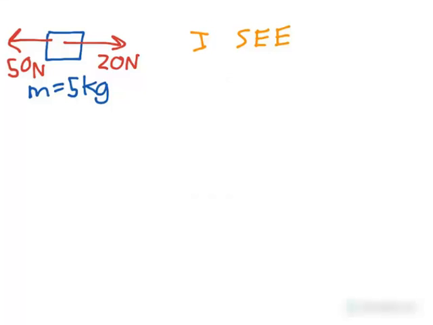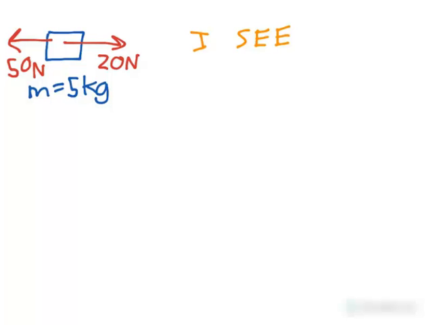In this example, we have an object that is being pulled by two different forces in two different directions that are opposite of each other. We have one force pulling with 50 newtons to the left and one force pulling with 20 newtons to the right. And the object has a mass of 5 kilograms. Now the question is, what is the acceleration of this object?